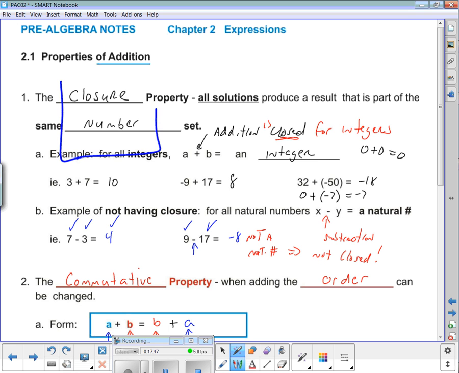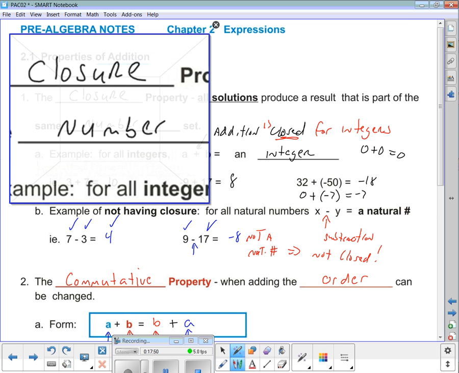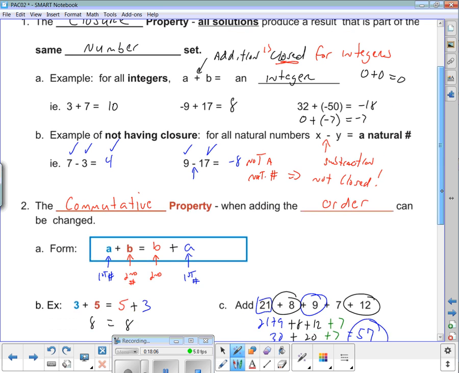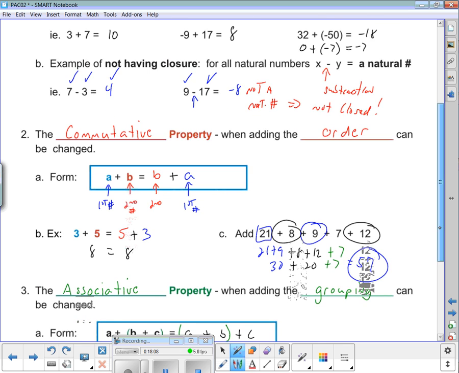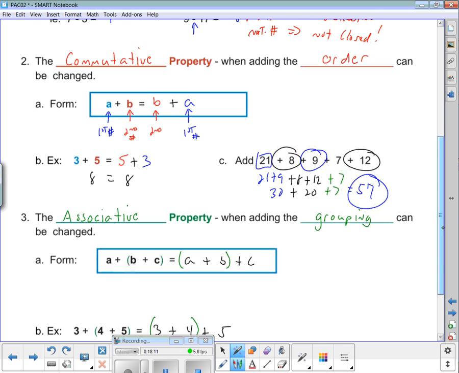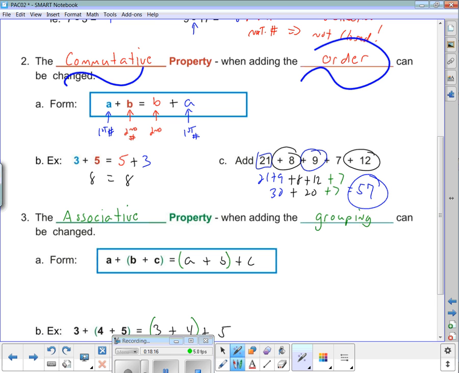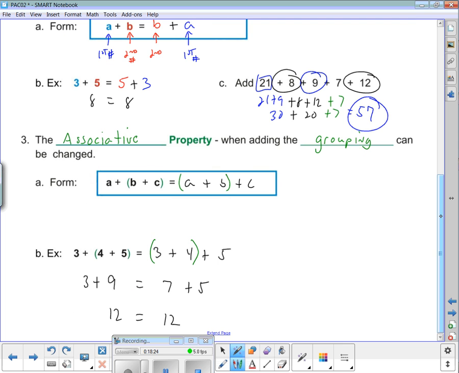All right, so let me take you back, short recap here. Remember the closure property. When whatever number set you start in, performing the operation will always keep you in the same number set. If that's the case, it's closed. You have closure. If you can find one time where it doesn't get you back into the same number set, then it's not closed. All right, commutative property. Make sure that you associate commutative with order. Those are the two you have to associate, commutative and order.